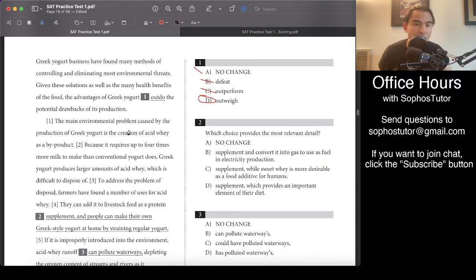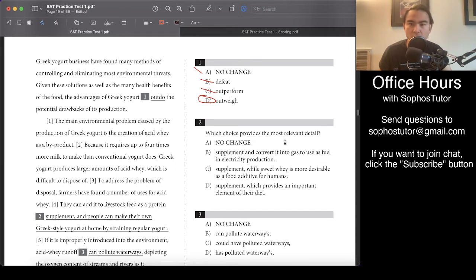The main environmental problem caused by the production of Greek yogurt is the creation of acid whey as a byproduct. Because it requires up to 4 times more milk to make than conventional yogurt does, Greek yogurt produces large amounts of acid whey, which is difficult to dispose of. To address the problem of disposal, farmers have found a number of uses for acid whey. They can add it to livestock feed as a protein supplement, and people can make it their own Greek-style yogurt at home by straining regular yogurt. That's a mouthful. Going number 2.